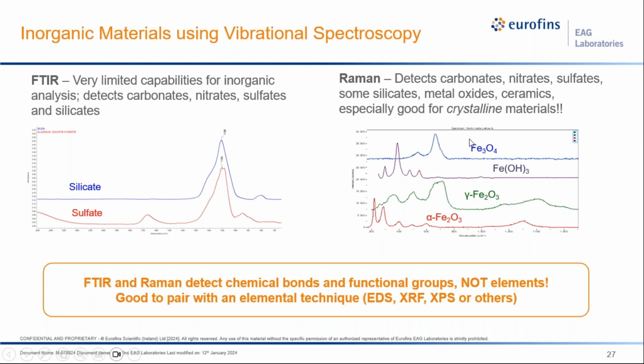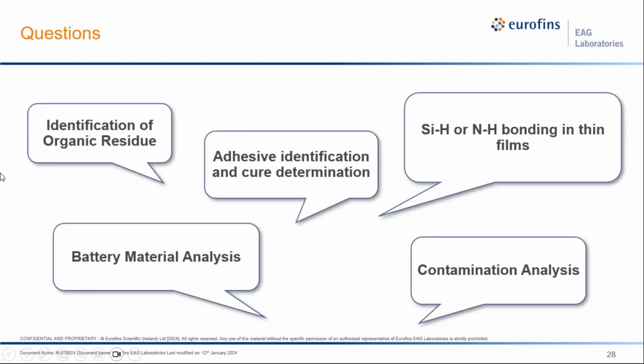Okay, so Raman, as you can see, can detect all these various forms of iron oxides and hydroxides. So if you suspect that you might have rust, this is probably the best technique to check because it has a very, very specific, very clear signature. While an elemental technique will tell you that you have iron and oxygen, it might not tell you the bonding the way that Raman does. So to conclude, inorganics can be detected with our spectroscopic techniques, but they work much better when they're coupled with an elemental technique. And with that, there are some questions.